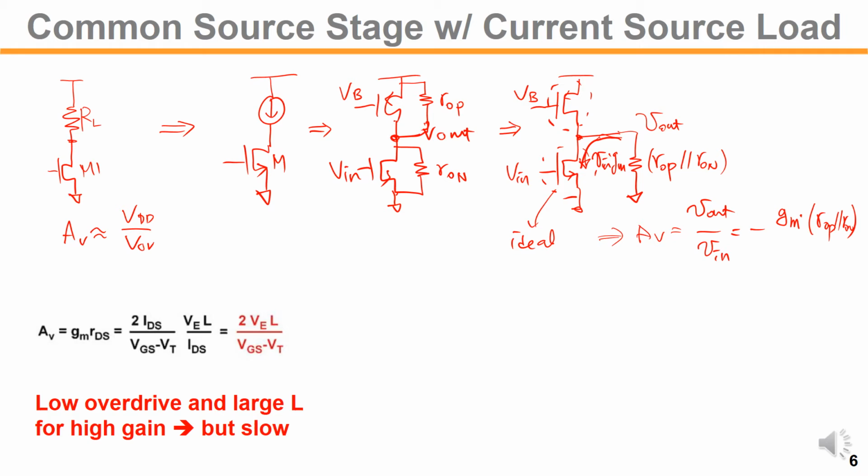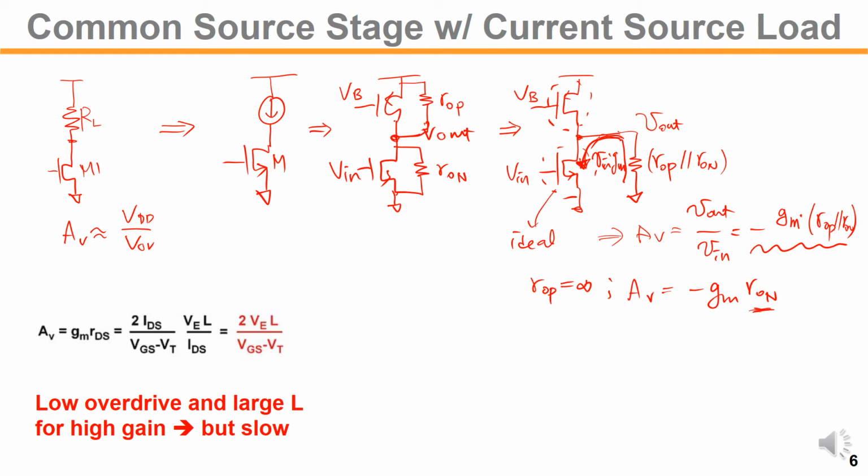The current direction is going upward for the resistor there. So the overall voltage gain can be found like this. In this case, if you assume that the ROP, if you use the ideal PMOS current source, then the AV will be just minus GM times ROP and RON.